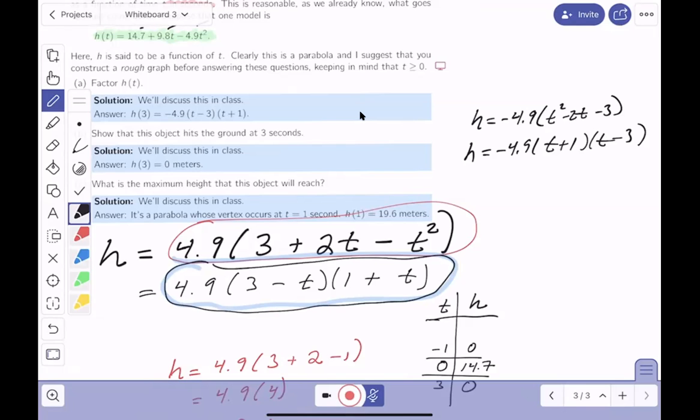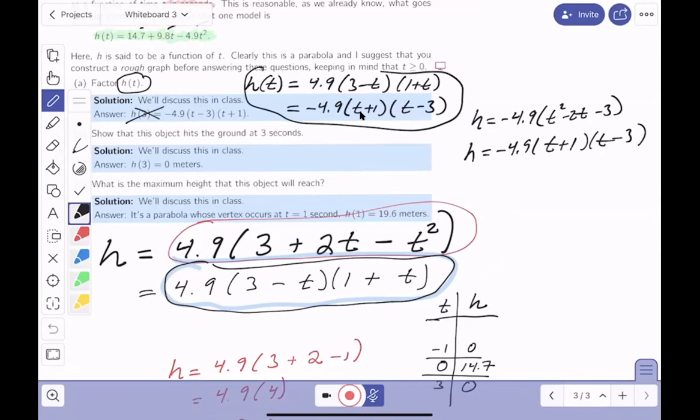So factor h of t. And I noticed there's a mistake in my notes over here. I'm going to cross it out now. I'll correct it later. So I'll write this over here. H of t. You could write it as 4.9 times 3 minus t and 1 plus t. Or you could write it as minus 4.9 times t plus 1 and t minus 3. All right, I have to correct the key, by the way.